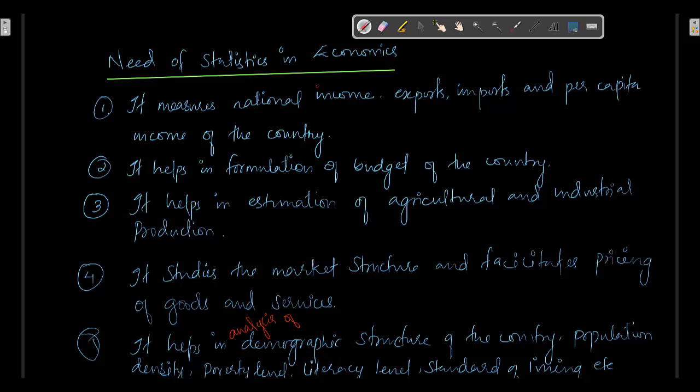Number 5, it helps in analysis of the demographic structure of the country, population density, poverty level, literacy level, standard of living, etc. So these are the various needs of statistics in economics. Why we need statistics in economics.